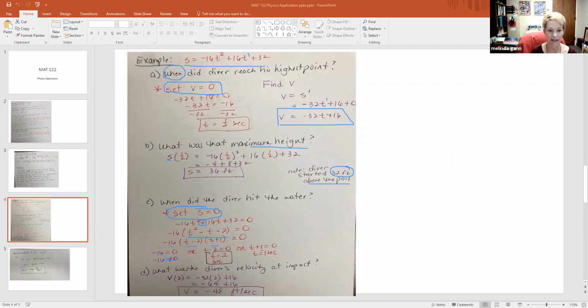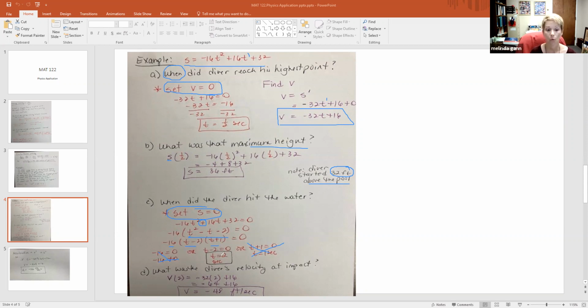I add 2 to both sides, so t might be 2 seconds. I solve this one, and I get a -1 second. Now, can there really be a negative time? No, so that one's not going to work. So this is the only answer that works. It took it 2 seconds to hit the ground because the pool's on the ground.